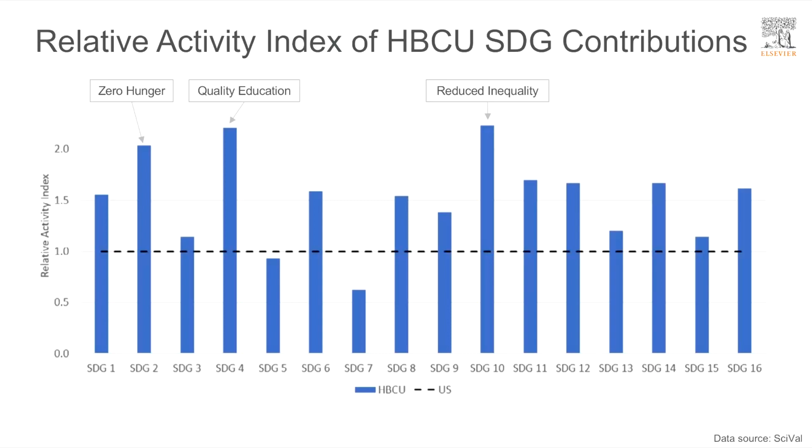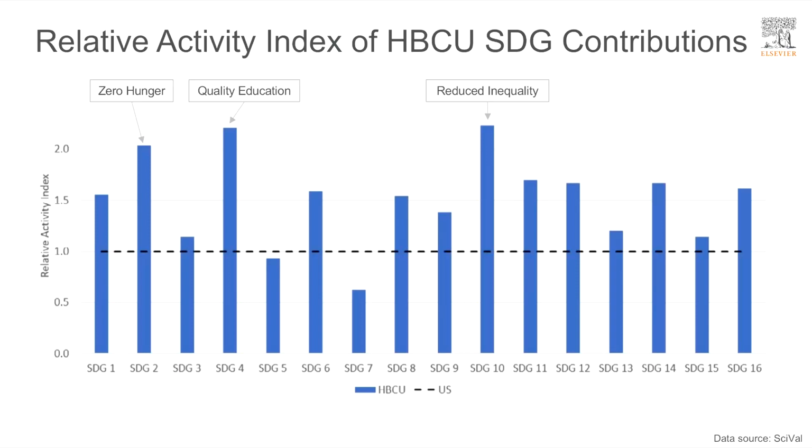And what you observe in the bars, that's the percentage of the HBCU portfolio that could be linked to the SDGs, is that for most of them, the HBCUs are in the same ballpark or higher. In fact, for a trio of the SDGs, number 2, which is zero hunger, number 4, which is quality education, number 10, which is reduced inequality, the percentage is actually roughly twice what's in the US portfolio. And that's a really good story to tell about societal impact.